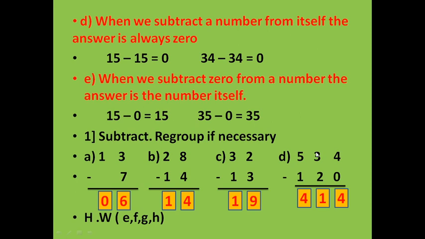Now here, if I have 3 digits, you know when you subtract a number from itself, it is always 0. And when we subtract 0 from any number, the answer will be the number itself. So here if we subtract 0 minus 4, it is 4. Here we can subtract 2 from 3, it will be 1. 1 subtracted from 5 is 4.